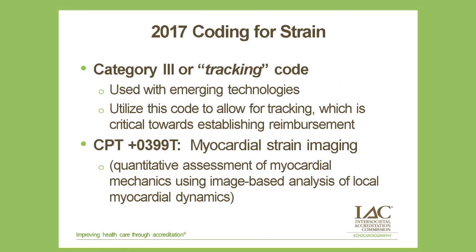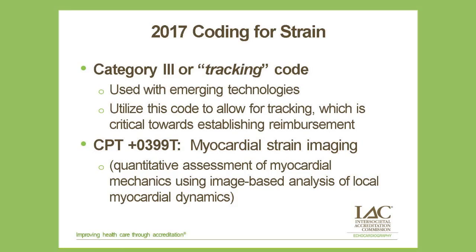Okay, so kind of switching tracks a little bit, I want to just briefly talk about coding for strain. Right now, the strain code is a Category 3 code, or what we consider a tracking code. This code is used with emerging technologies such as strain, and we would want to encourage everyone to use this code so we can collect data on it, and this is critical toward establishing reimbursement with strain.